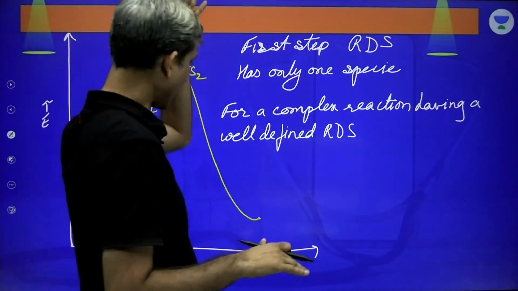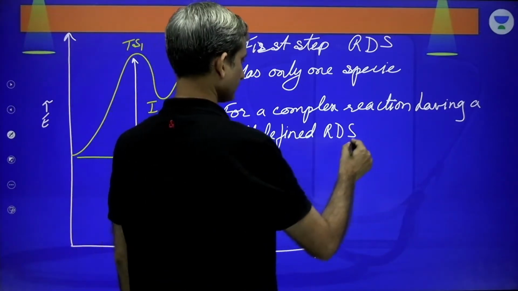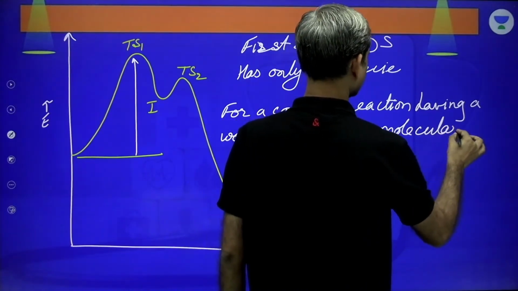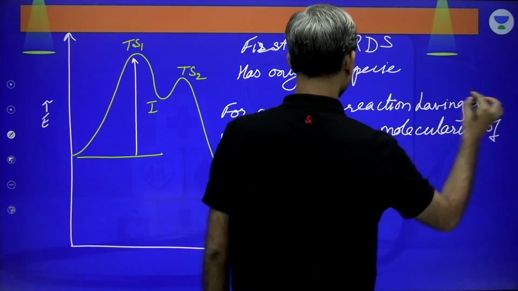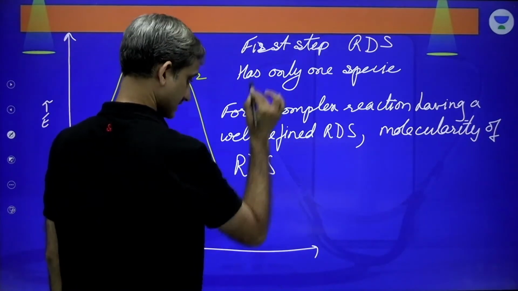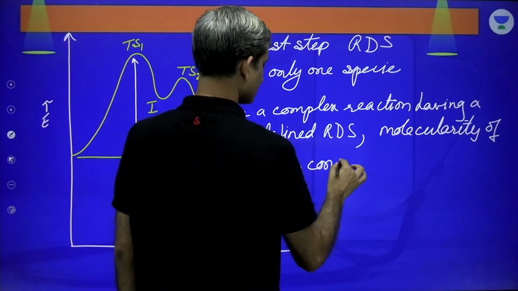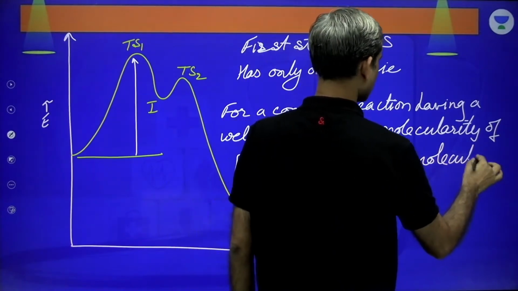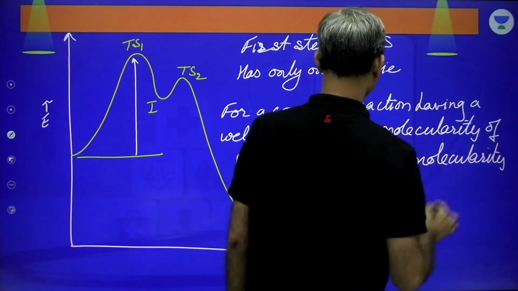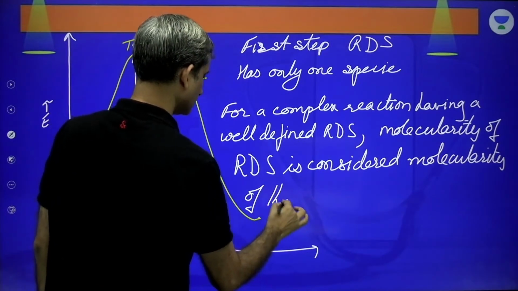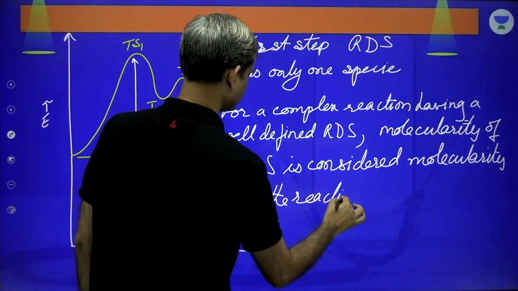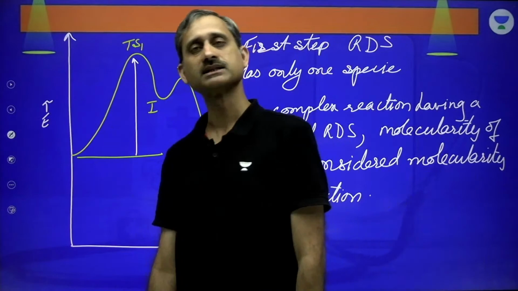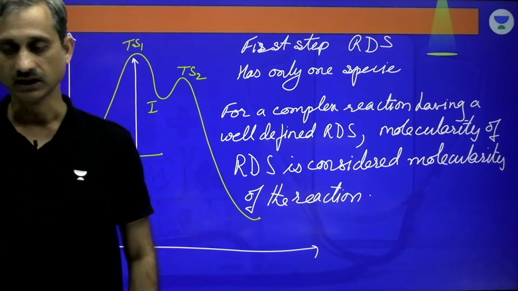Now, for a complex reaction having a well defined rate determining step, molecularity of RDS is considered the molecularity of the reaction. Okay. So, molecularity of the rate determining step is considered the molecularity of the reaction.